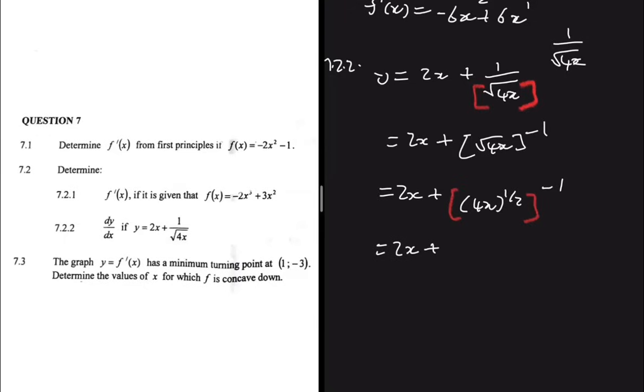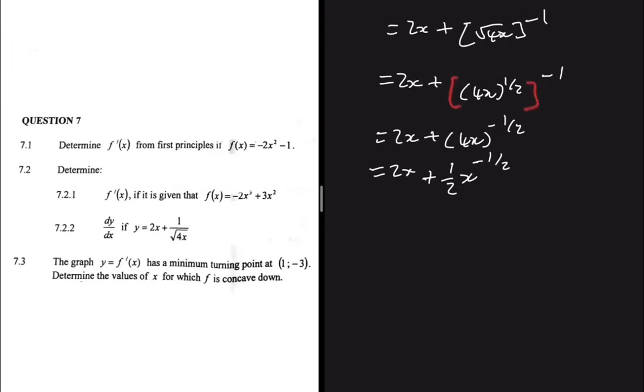So 2x plus, and then we're gonna have a half multiplied by minus 1, right? So that will be 4x to the power minus a half. So if we solve that, we're gonna get 2x and then 4x to the power minus a half. So we have 4 to the power minus a half. I'm getting 1 divided by 2. So I have plus 1 divided by 2, and then x to the power minus 1 divided by 2.